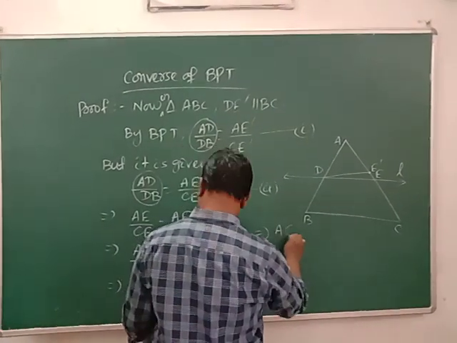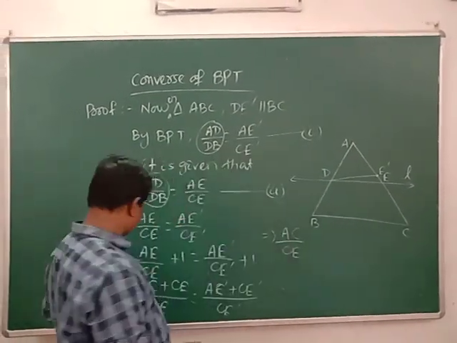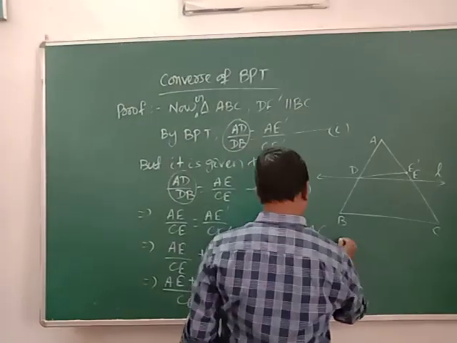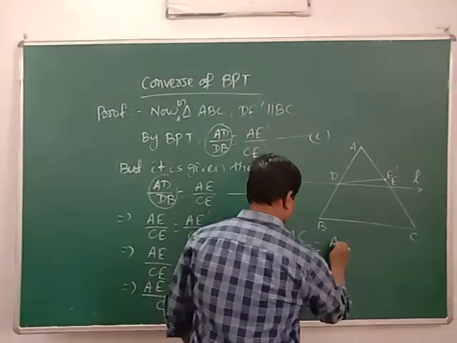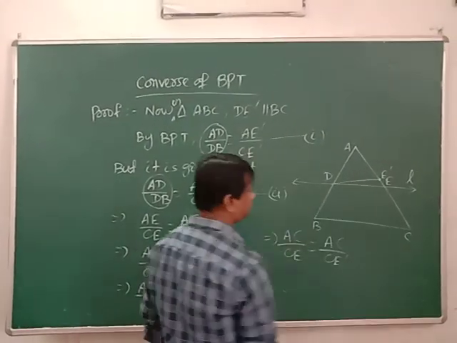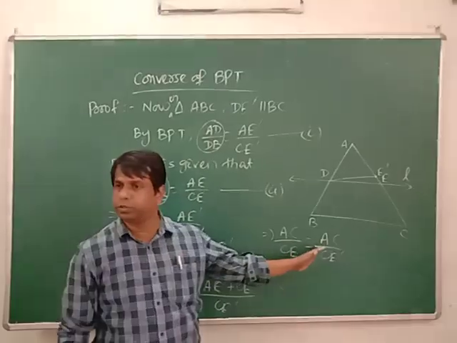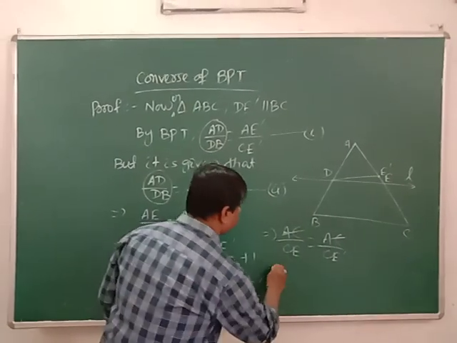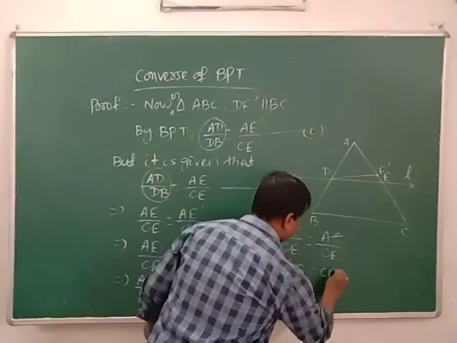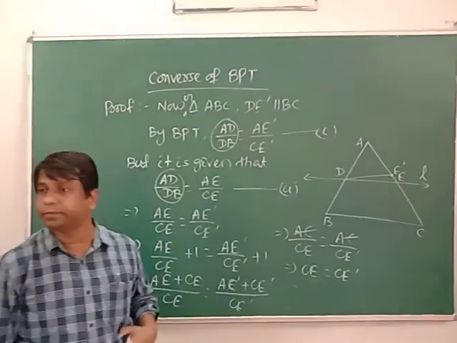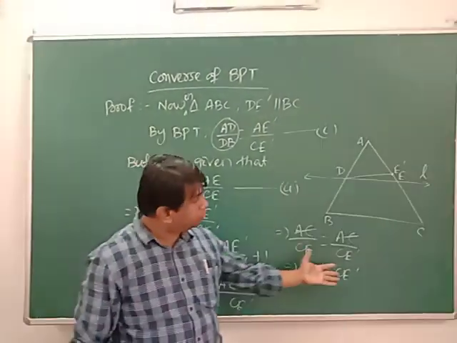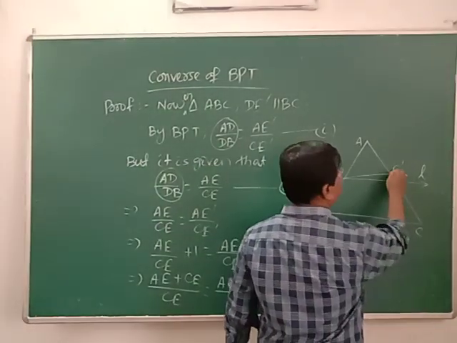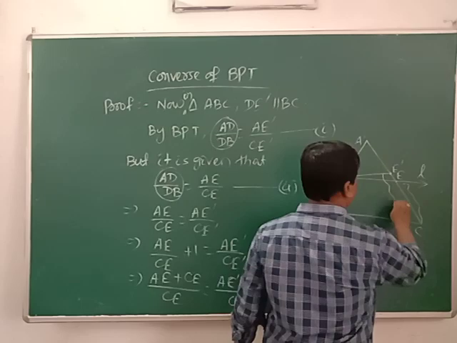Now, how is this AC? AE plus EC is AC, you see the diagram. So AC upon EC is equal to AC upon E dash C. You see both the ratios have the same numerator, so I can cancel AC. So EC is equal to E dash C. Is this possible? Two lengths cannot be the same because E and E dash are distinct points here. So EC cannot be equal to E dash C.